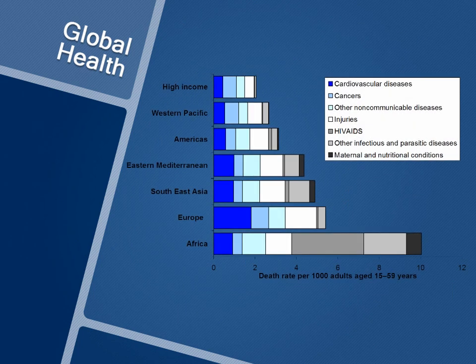Similar to a previous graph that indicated the breakdown for children, this graph breaks down the causes of death by various regions of the world. Cardiovascular disease is the leading cause of death in Europe. Approximately 2 per 1,000 adults aged 15 to 29 died. HIV/AIDS was the leading cause of death of adults in Africa.